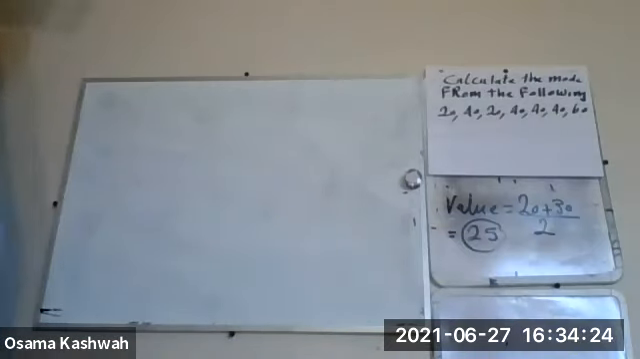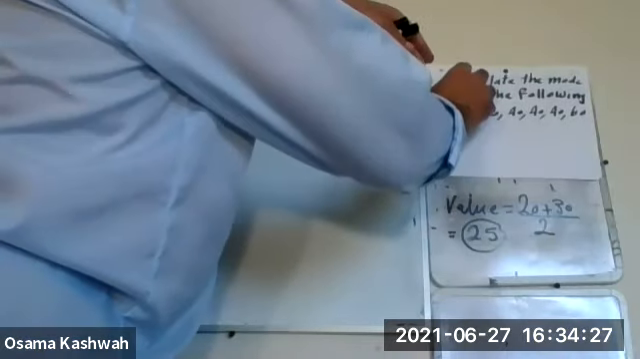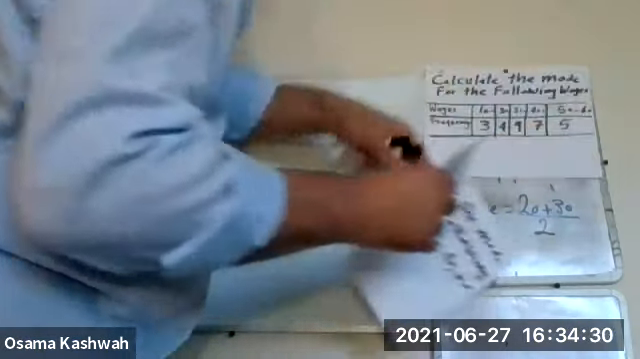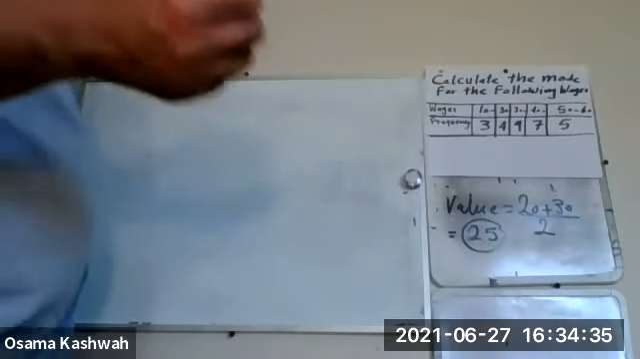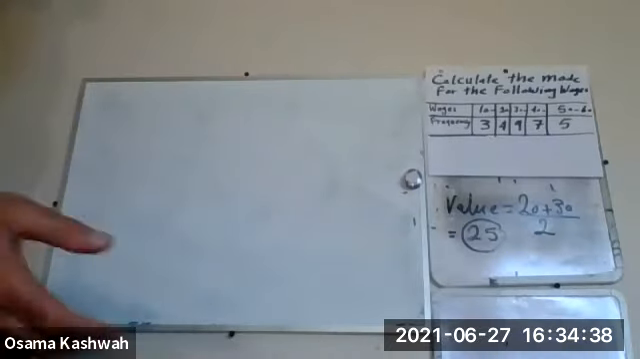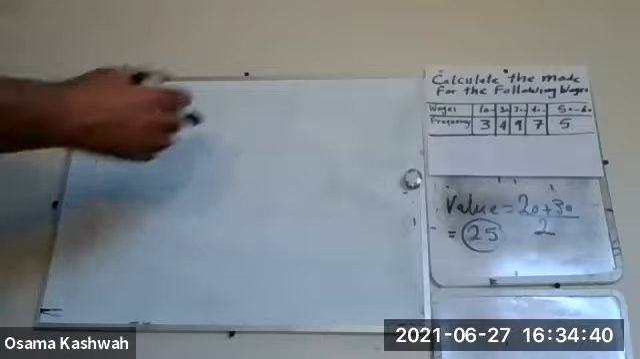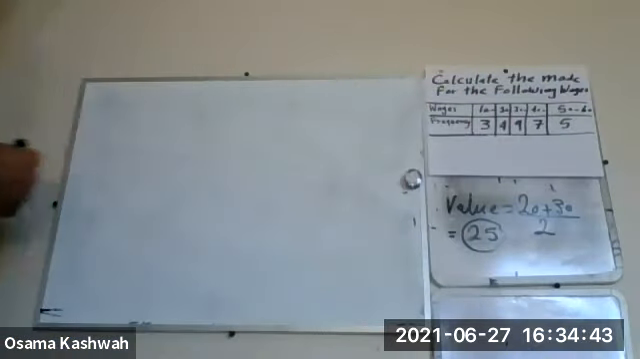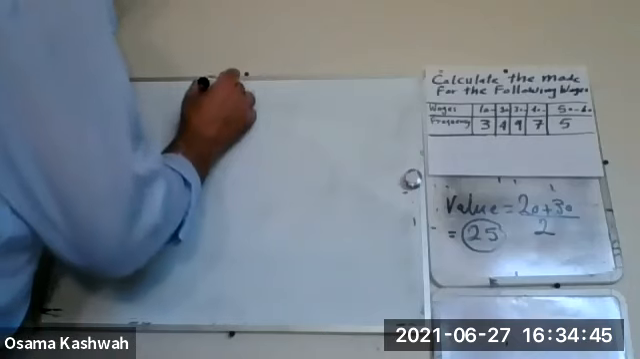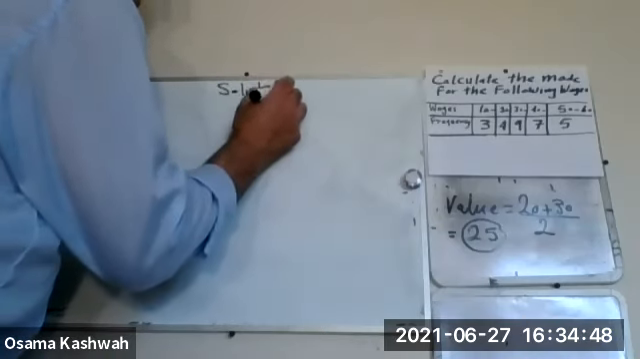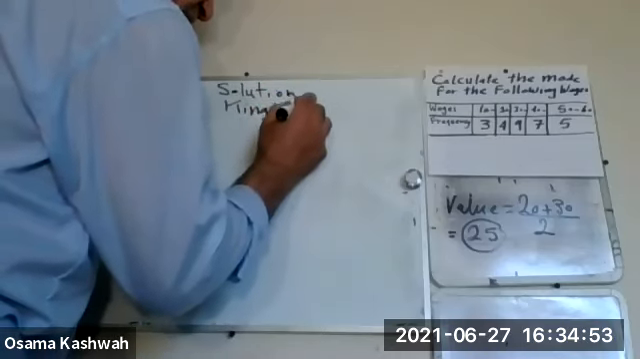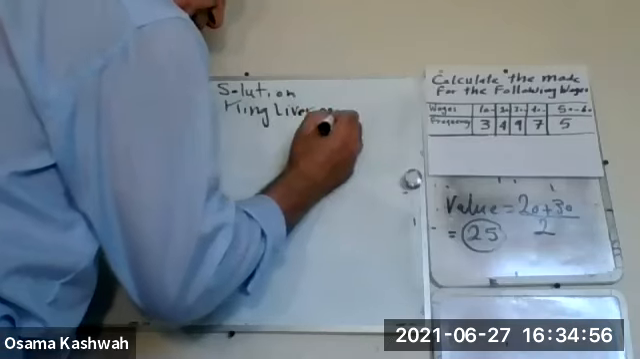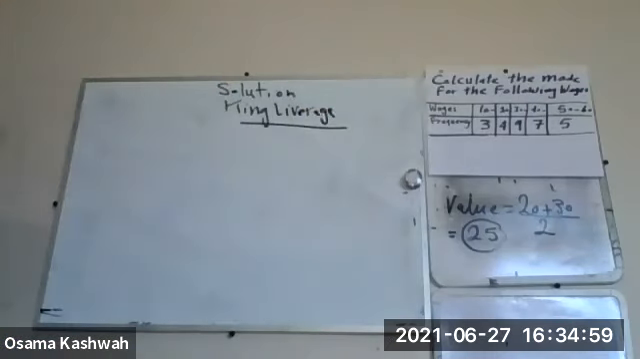Okay, now we'll go to the second part, which is the mode from grouped data or frequencies. Calculate the mode for the following wages. Now the solution is I will use the King leverage method. How is this method done? I will let you know.